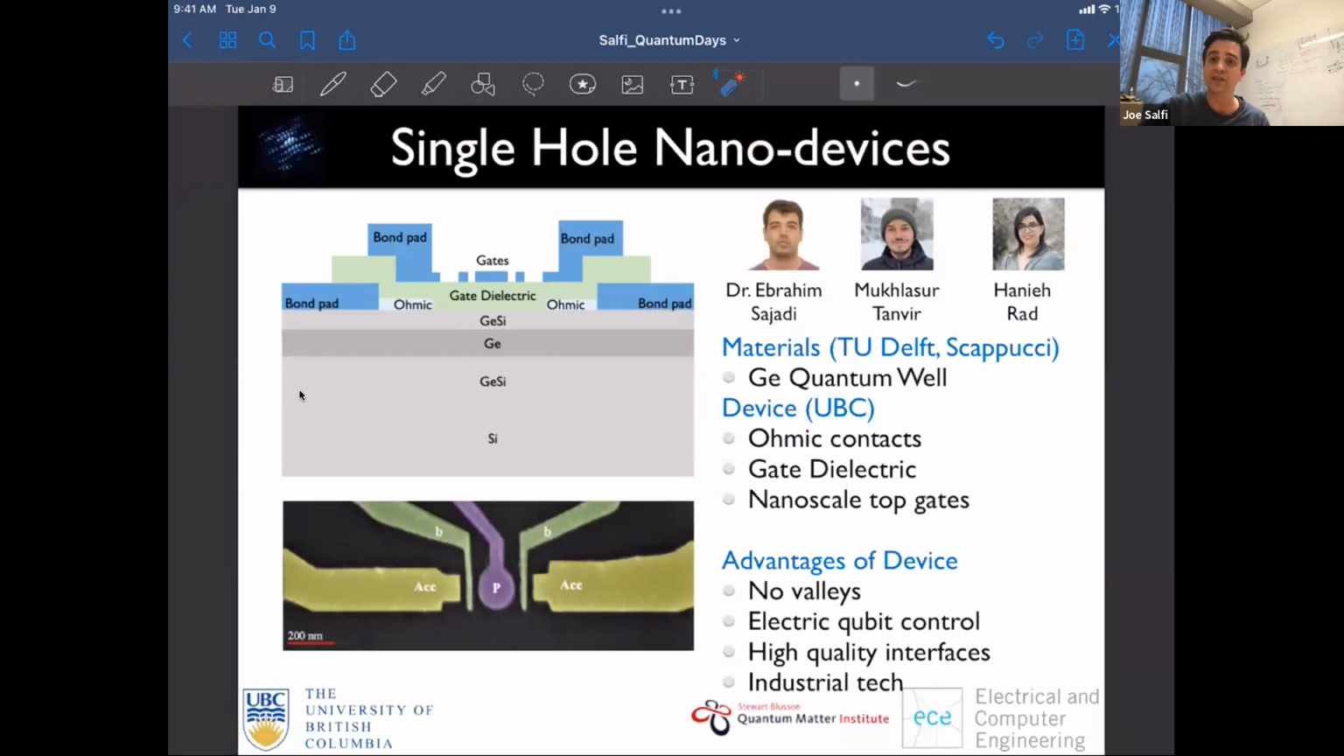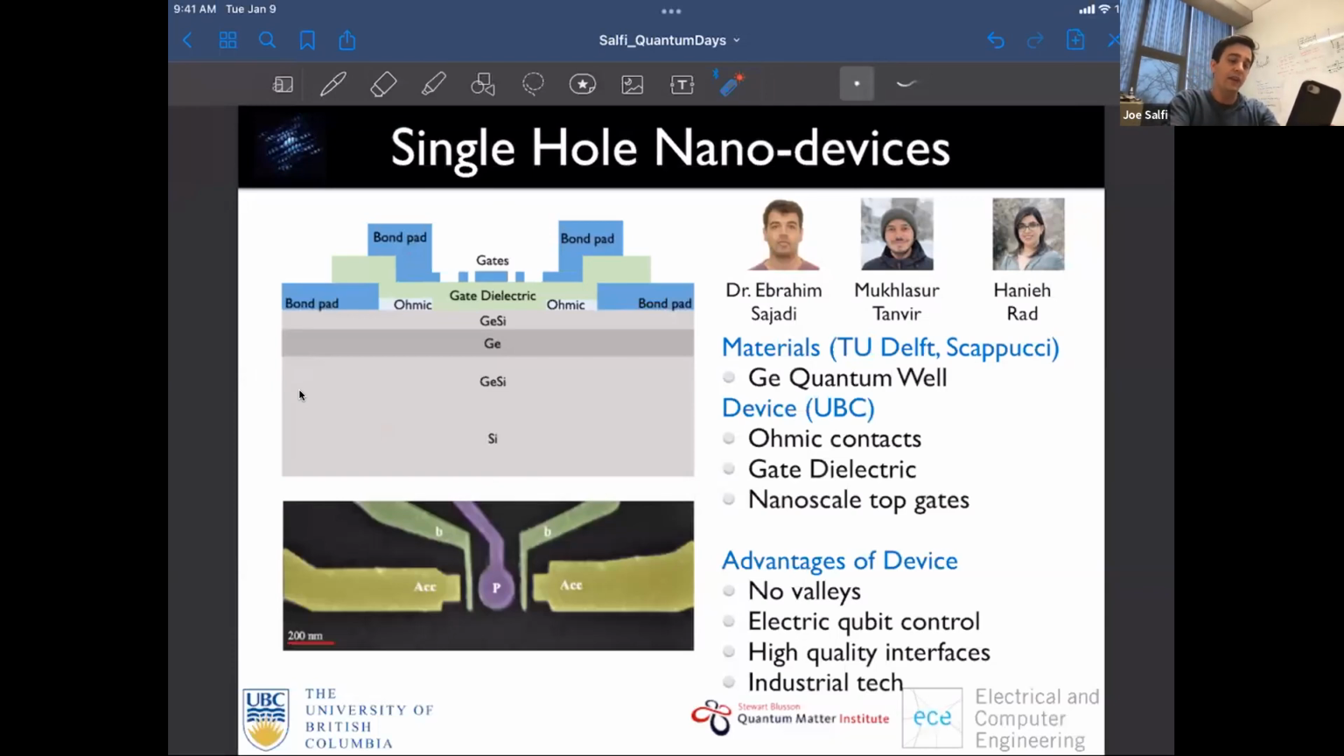And here what we're looking to do is just get more control over single holes. And we do that by making hole quantum dots instead of impurities. This allows you to get more control over the constituents and build what I think is more exciting quantum technologies. A sketch of the side view of the device looks like this.